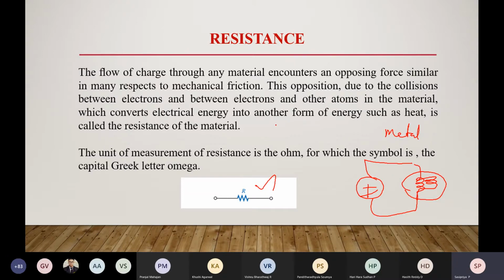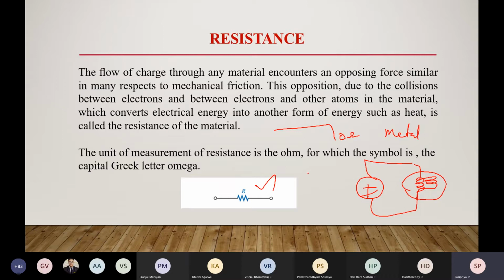A simple copper wire is a very good conductor. Ideally speaking, it doesn't have any resistance, and a maximum current flows through it. Ideally we say the resistance is 0 ohms, but practically some minimum amount of resistance is there.